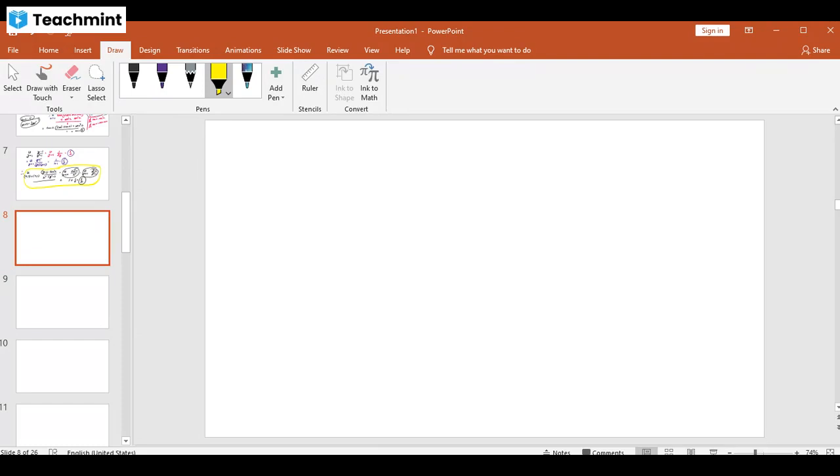Another form is when your function is not defined but the limit of the function exists. So how do we calculate the limit of the function in that case?